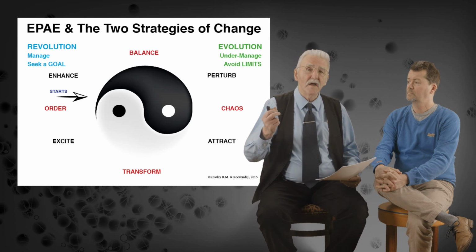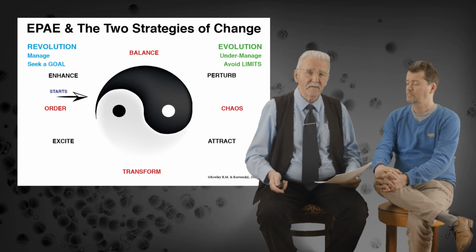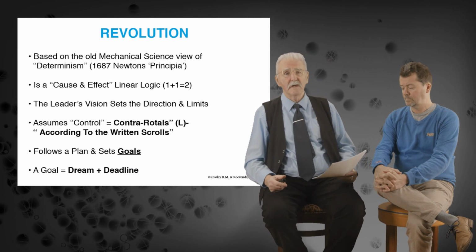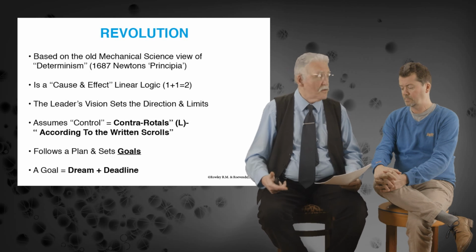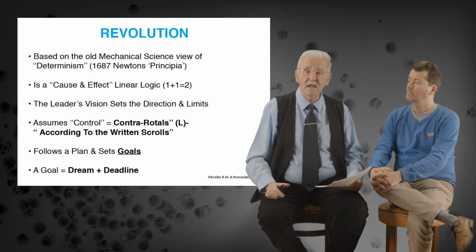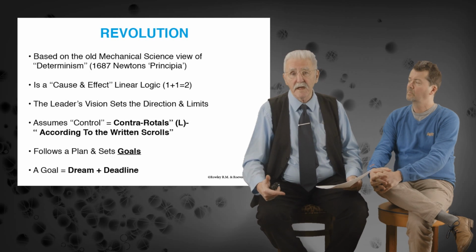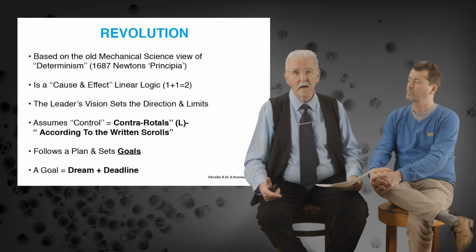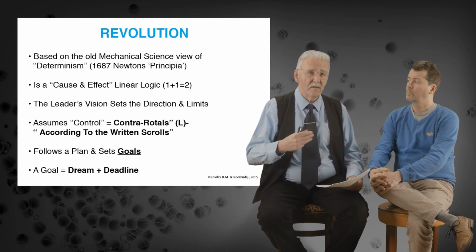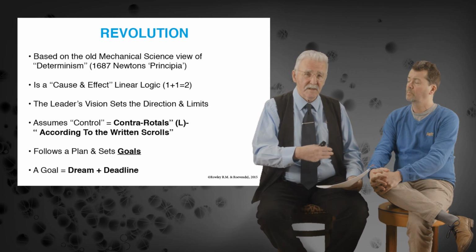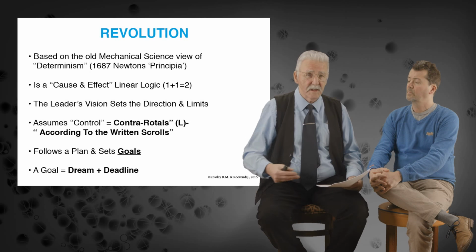But let's now go and talk more in detail about the difference between revolution and evolution. So revolution, where did it come from? It's based on Newton. It's based on 1687, Newtonian Principia Mathematica, Leibniz, Descartes, the scientists of 300-400 years ago.